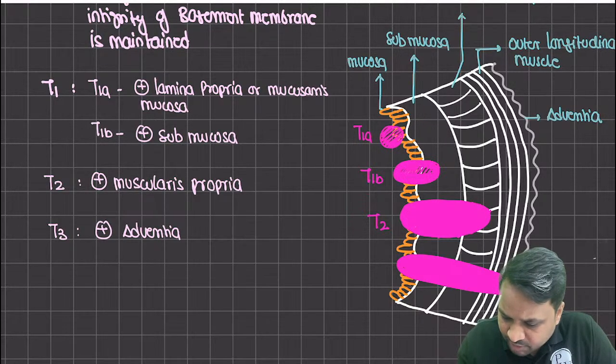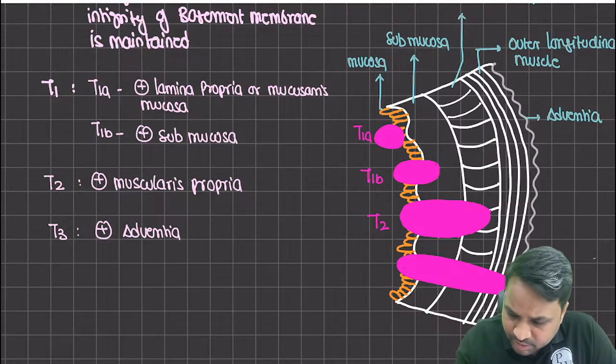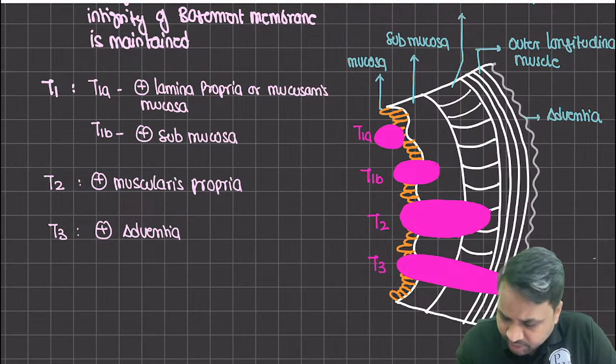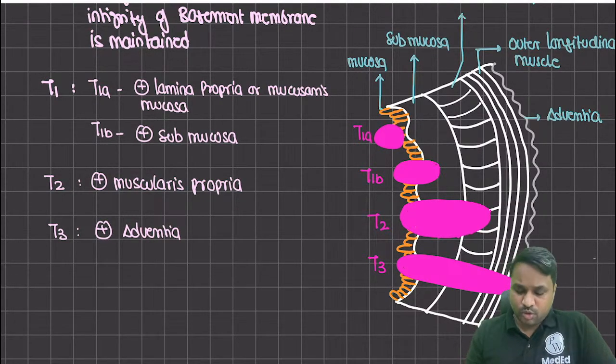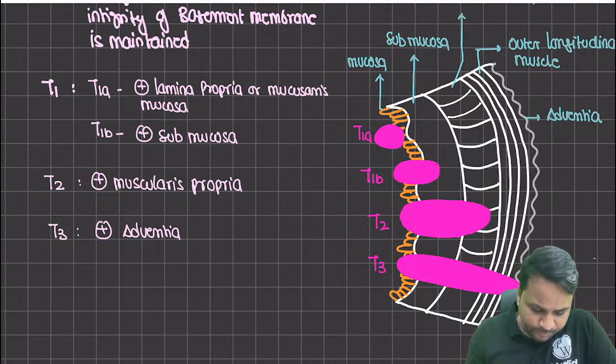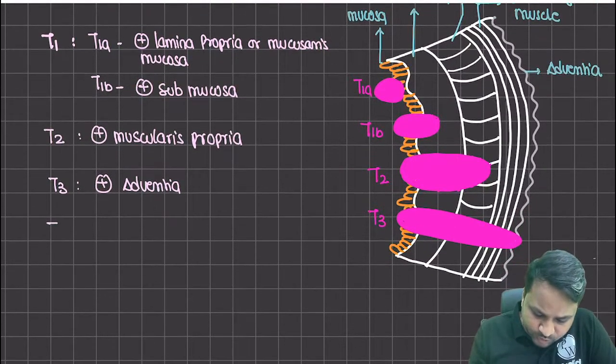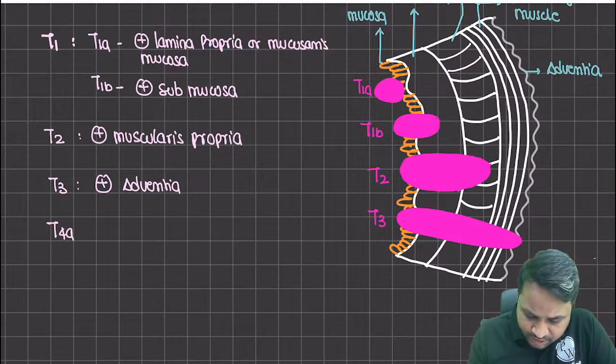This happens to be a T1B disease. This is a T1A disease. And this will become a T3 disease. T3, it is going to go all the way to that of adventitia, right? Then you have the T4 disease, which is divided into T4A and T4B.